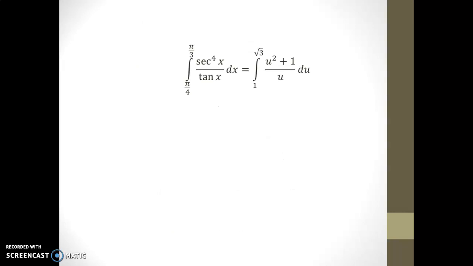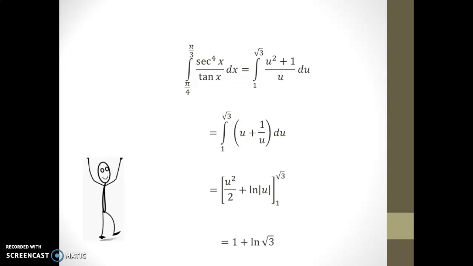The antidifferentiation process can be completed by splitting the numerator and by applying the power rule to the first term and recognizing the second is a logarithm. In our final step, the bounds are replaced by using FTC part 2, which leads to 1 plus tan ln of root of 3.